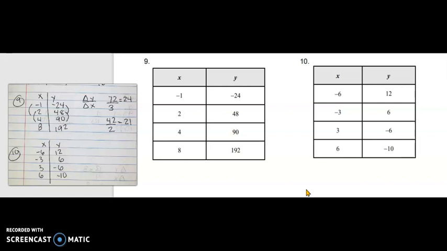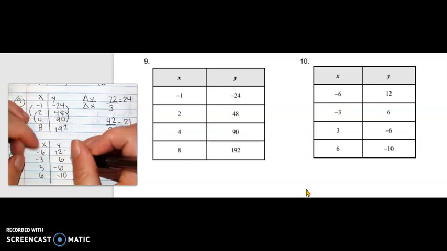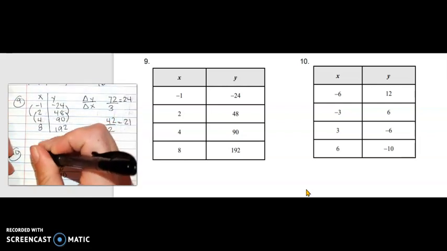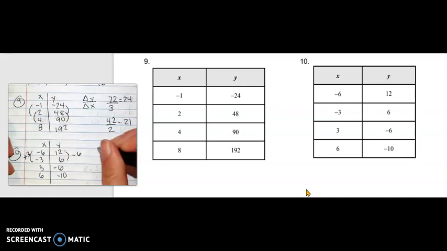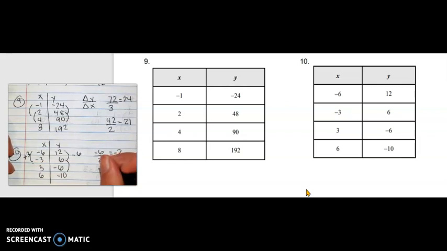Let's look at number 10. From 12 to 6, that's minus 6. From negative 6 to negative 3, that's plus 3. Negative 6 divided by 3 equals negative 2. Okay, let's see if this is true. From 6 to negative 6, that is negative 12. And from negative 3 to positive 3, that's positive 6. That's also negative 2.